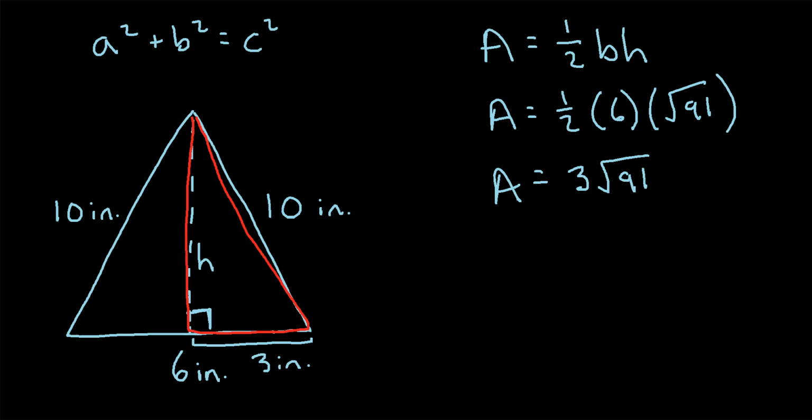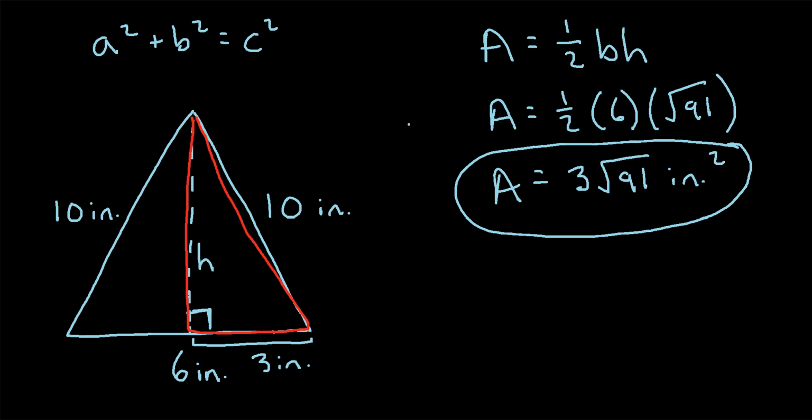And remember the units we're working with are inches, so we'll say inches squared since we're talking about area. So the area of this isosceles triangle is 3 times the square root of 91 inches squared. And if you were to punch that into a calculator, you would get something like 28.62 inches squared. I prefer to leave it in the square root notation since this is an exact answer. So you can use that same process to find the area of an isosceles triangle when you're only given the side lengths.